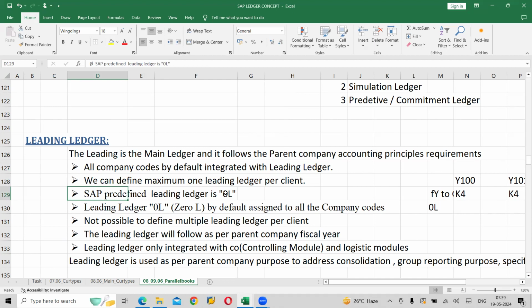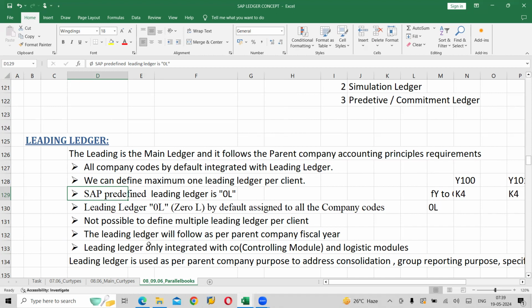It's not an OL, as already said. The leading ledger is the 0L ledger, by default assigned to all company codes. Clear? And it is not possible to define multiple leading ledgers per client. Here also I have mentioned the same thing. Only one leading ledger we can assign. If I want to have multiple, we can't assign. We can assign only one leading ledger.